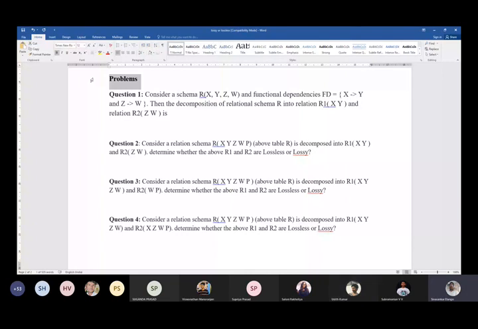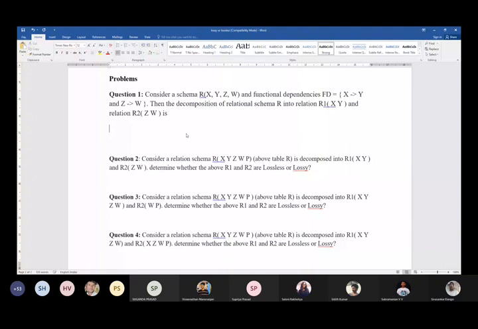It's a lossy decomposition because the second condition is not met, right? So R1 intersection R2 is null. So the second condition is not met. R1 intersection R2 is null. So it's a lossy decomposition.